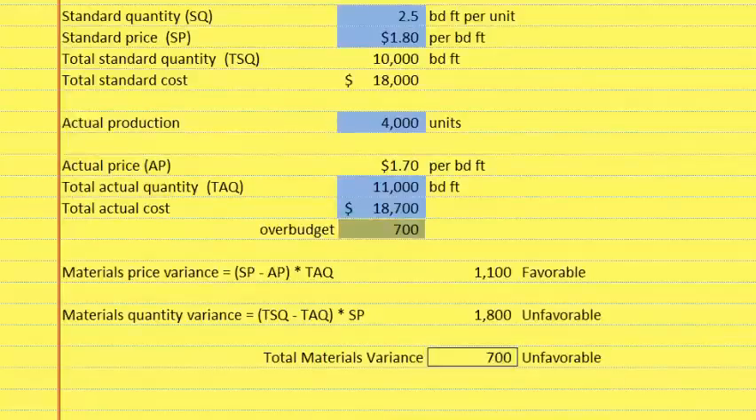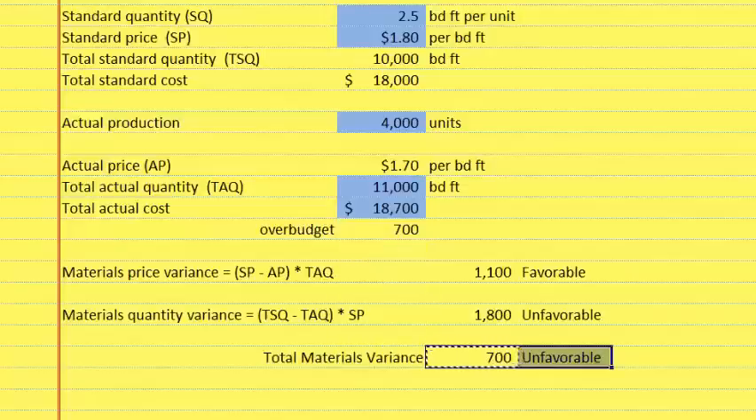And when you put those two together, you get that same $700 that we're over budget, and that total materials variance is unfavorable because we spent more for materials than our standard said we should have spent for materials. And that completes exercise 8-4.